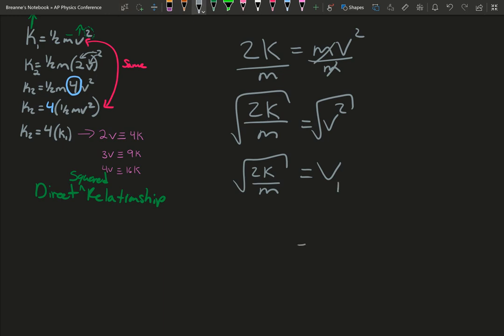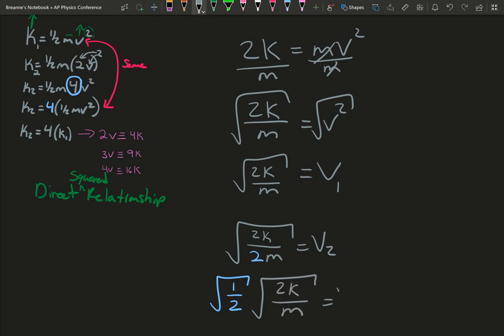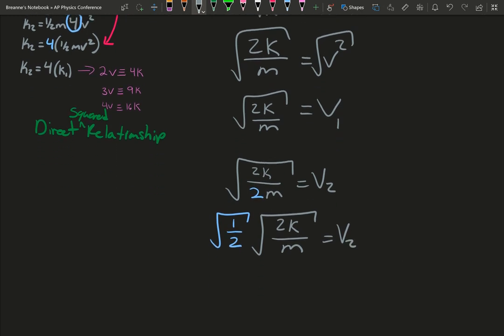Now, if we're looking for v2, remember the difference of v2 is we're going to double our mass. So if we pull that out, because we want this to stay the same. I know y'all are just itching to say, oh, we can cancel out the 2s. Hold on. What we're trying to do is compare the difference between our v2 and v1. So we want this part to stay the same. So we can pull out the square root of 1/2. So it'd be the square root of 2K over 2m. All that's saying is that the square root of 1/2 multiplied by our v1 gives us our v2.